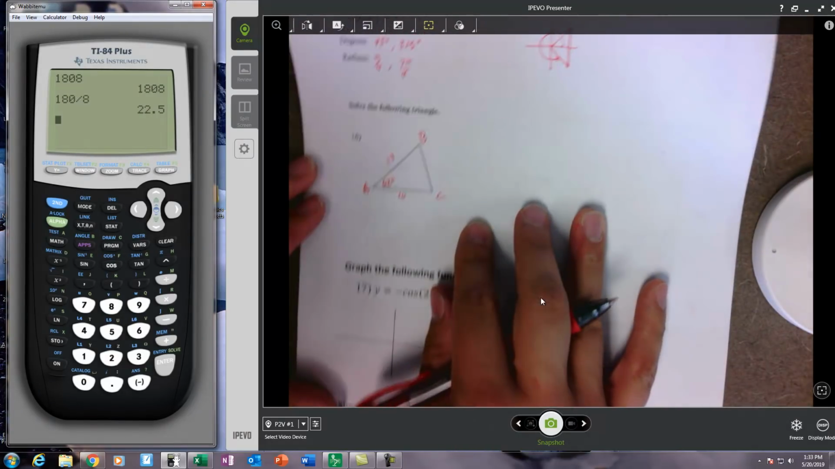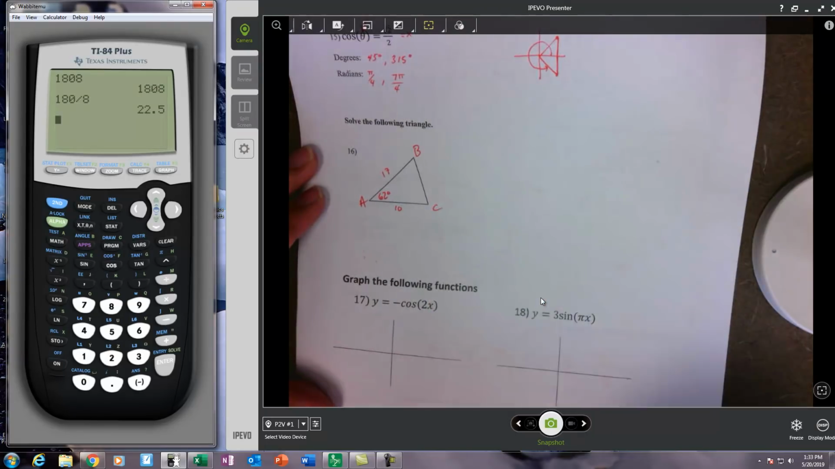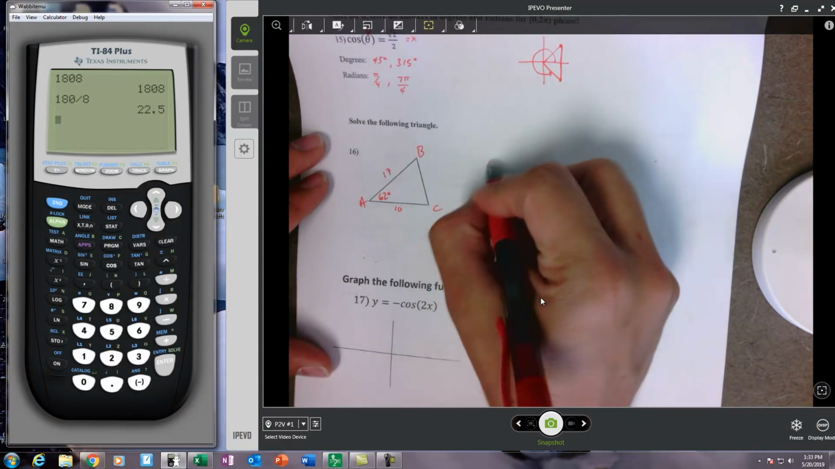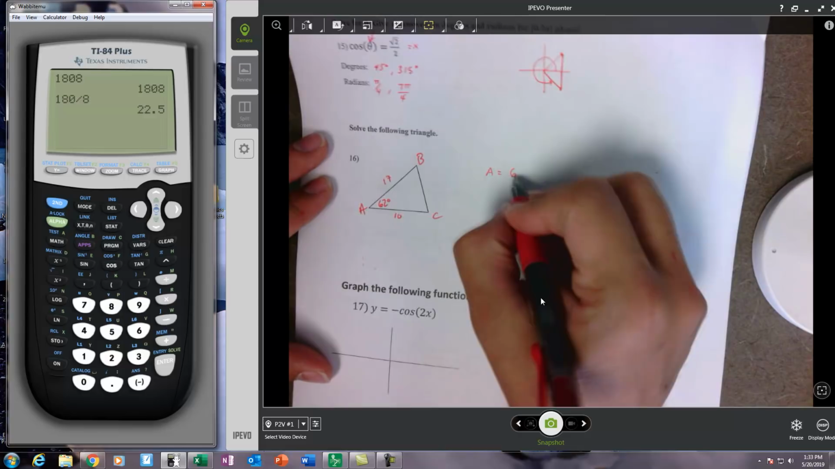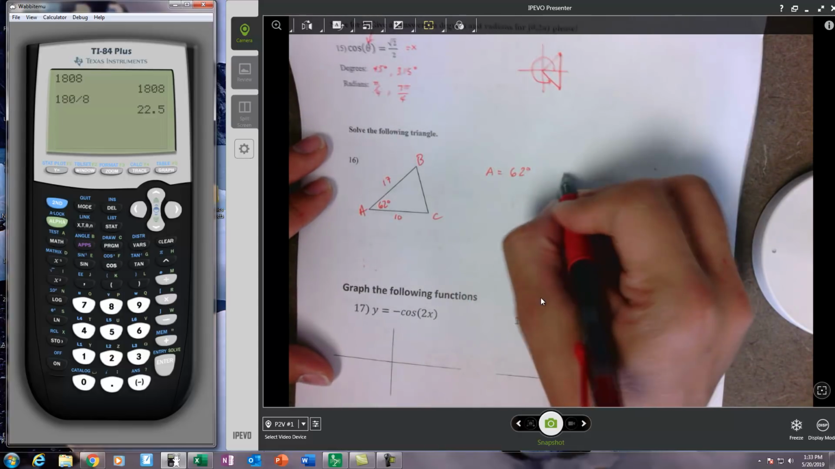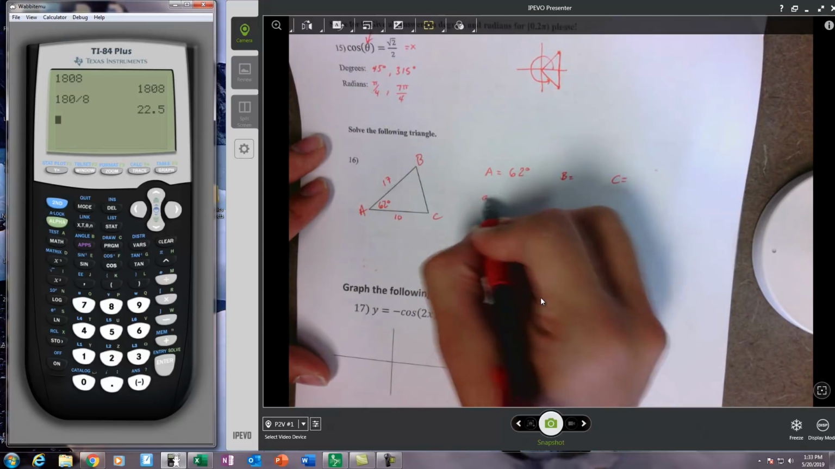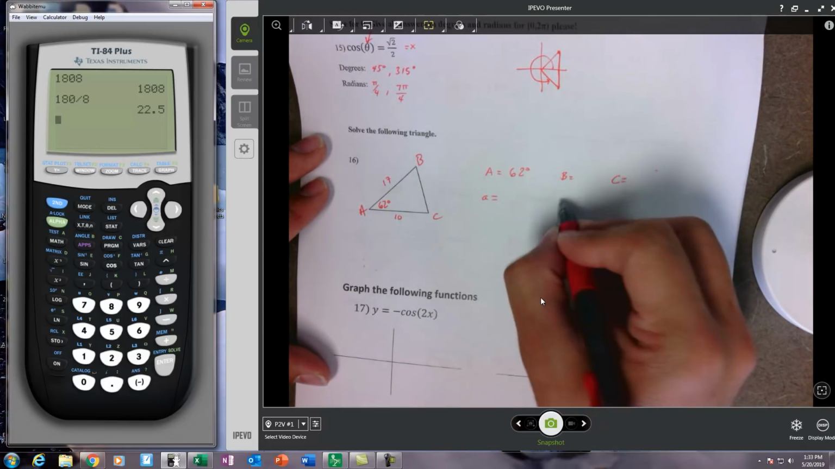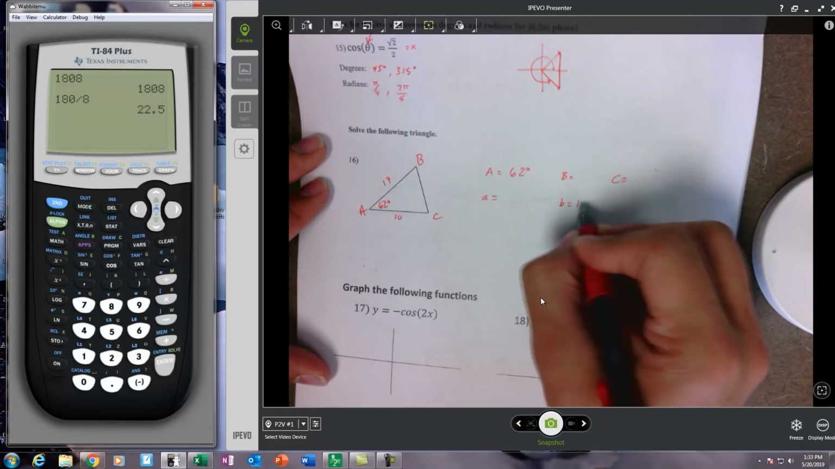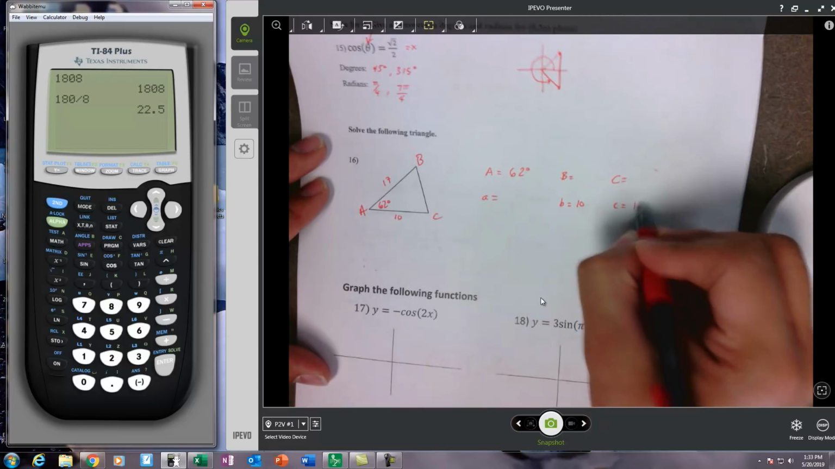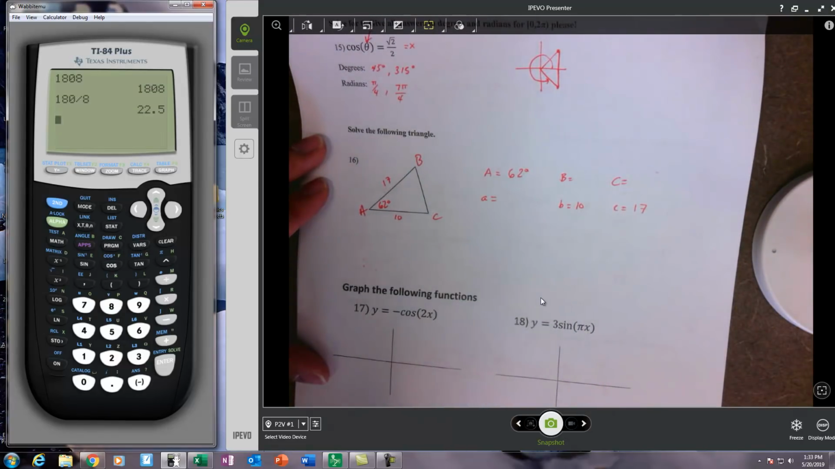Okay, so 16, we're going to do a law of cosines and law of sines combo problem. If we write out everything we have, capital A is 62 degrees, capital B is unknown, capital C is unknown, little a is unknown, little b is 10, and little c is 17. So as I go through and try to solve this, I recognize that I don't have any completed fraction.